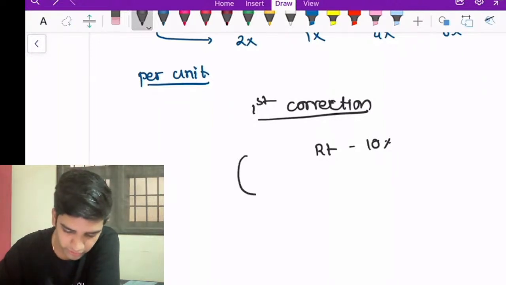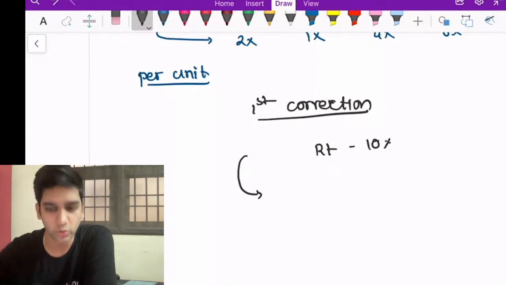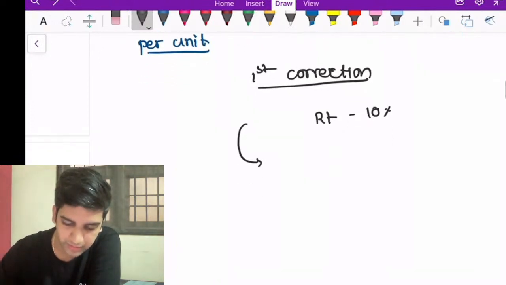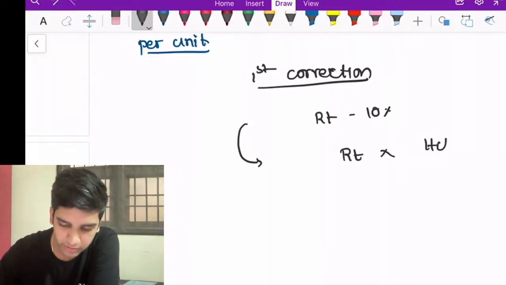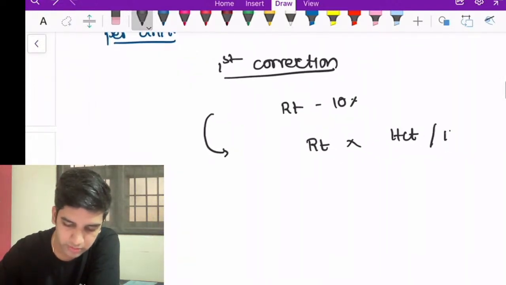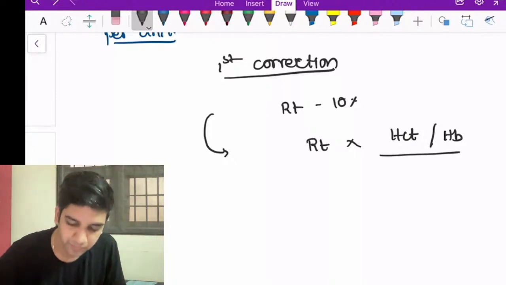So what I do in the first correction, which I can also call the corrected reticulocyte count, is take the retic count of the patient multiplied by the hematocrit or hemoglobin, which should be given in your question, divided by the standard hematocrit or hemoglobin.